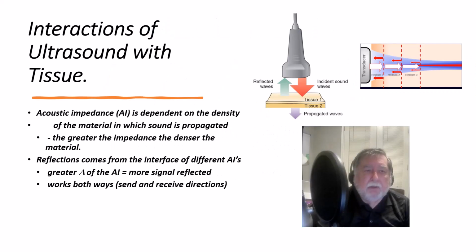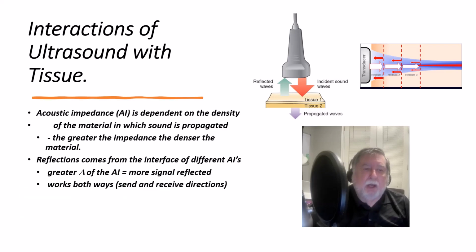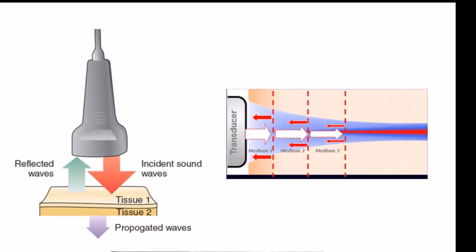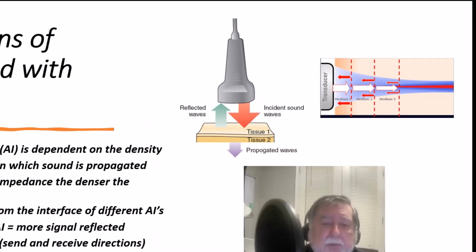Let's review the interactions of ultrasound with tissue. Acoustic impedance is dependent on the density of the material in which sound is propagated. The greater the density, the denser the material, the greater the impedance. When we get reflections, which is the echo coming back to the transducer, we know that there's more signal recorded closer to the skin level than there is deep in the abdomen.